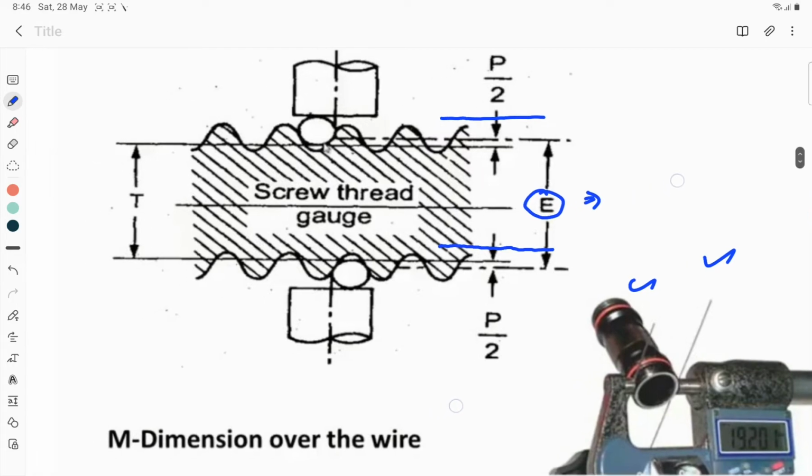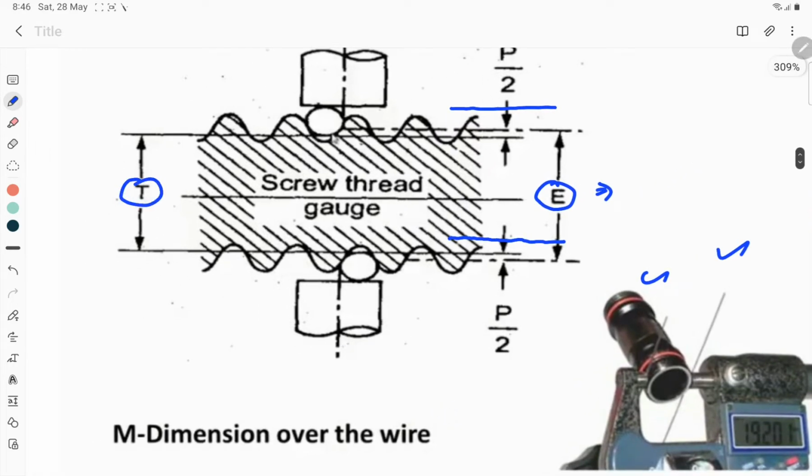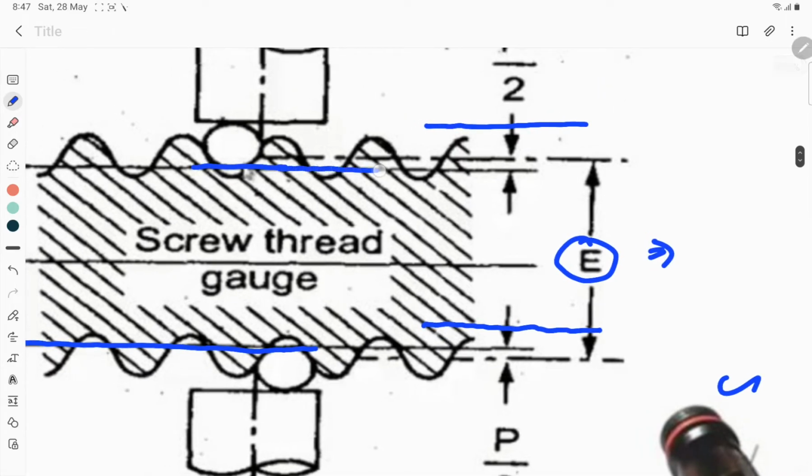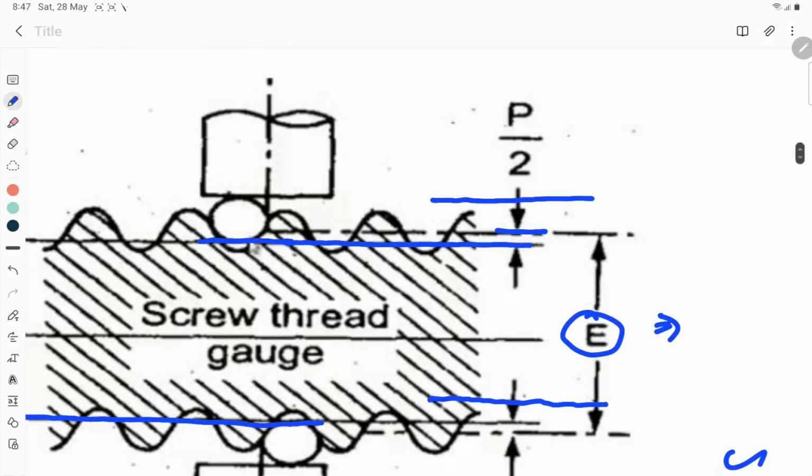Another term is capital T. It is nothing but the distance between this line, at which the wire rests on the flanks, and likewise the line on the top on which the other wire rests. The distance between these two lines we are assuming as capital T. And there is some distance between the line on which the wire rests and the pitch line.